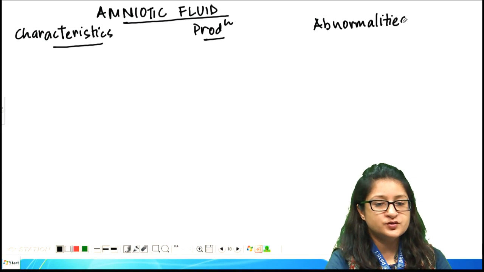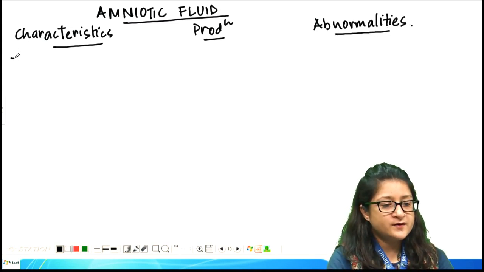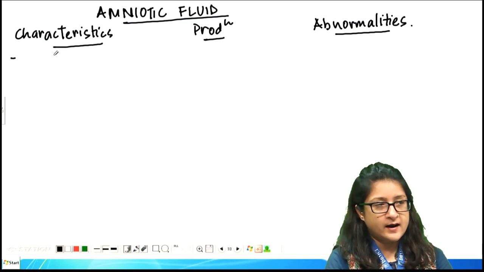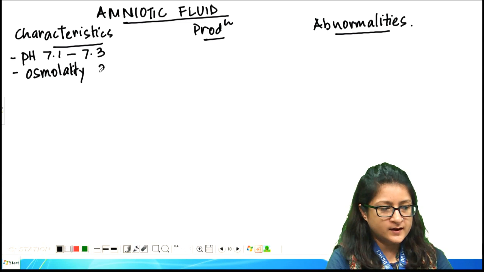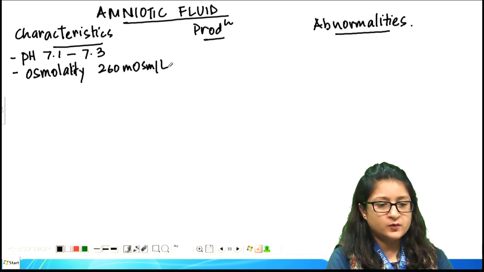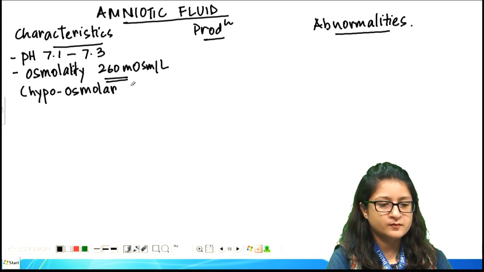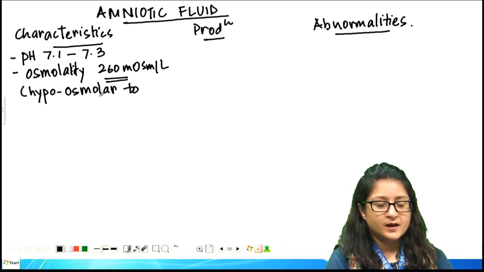Okay, they have asked questions on all of these 3 points, and this is important. Now as far as the characteristics are concerned, the pH is around 7.1 to 7.3. Another important point is the osmolality, which is around 260 milliosmol per liter. What is important to remember is that it is hypoosmolar as compared to the maternal or fetal blood.